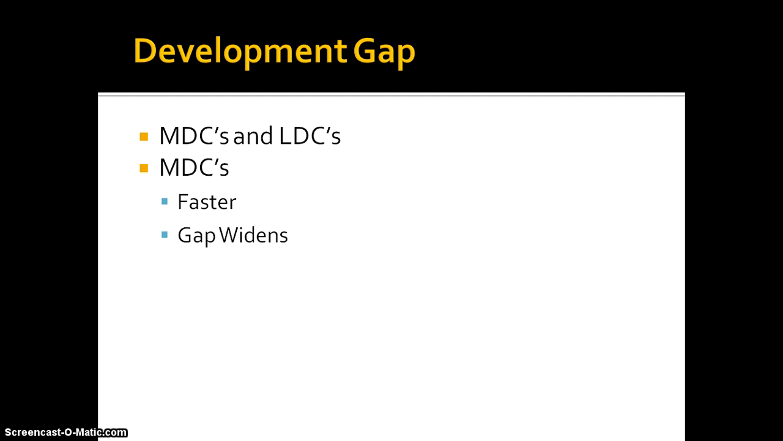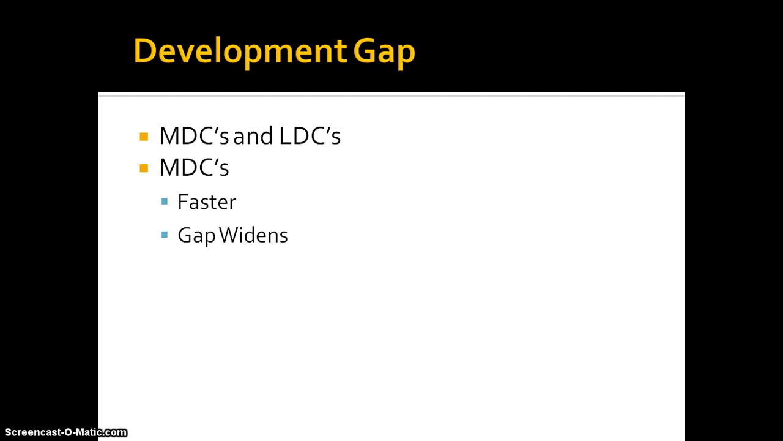Let me be a little bit more clear and simple here. The development gap basically is just the gap that exists between the levels of development between the more developed countries and the less developed countries. And what people have been pointing out and noticing is that the more developed countries are developing faster, or growing faster, or improving faster, than the less developed countries. And so what happens as a result of this is the gap widens.